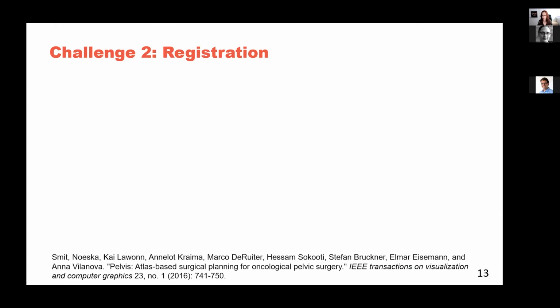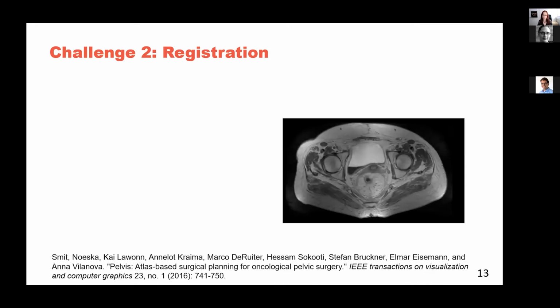The second challenge that occurs is registration. And I also mentioned this on Monday already briefly, but in registration, you're basically having two volumes that are recorded in different ways or in different positions, and you want to align them in a way where you can overlap them perfectly. So here's an example also from previous work.